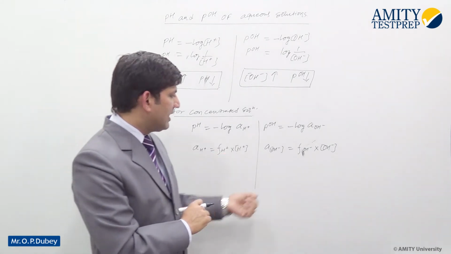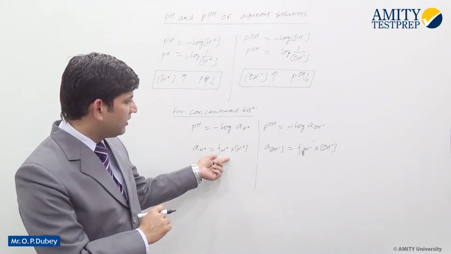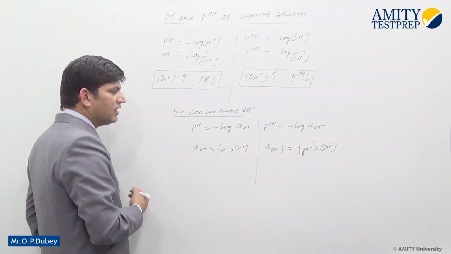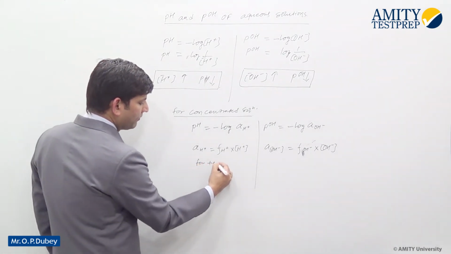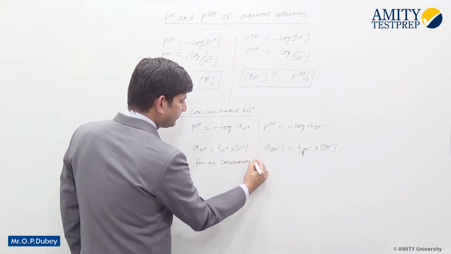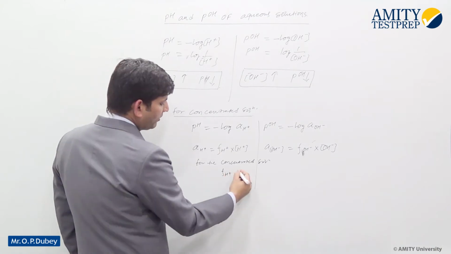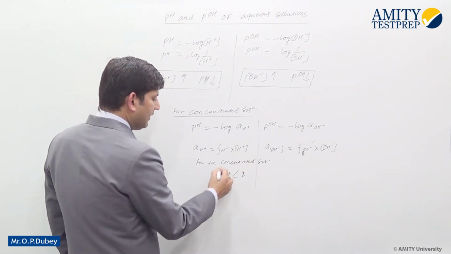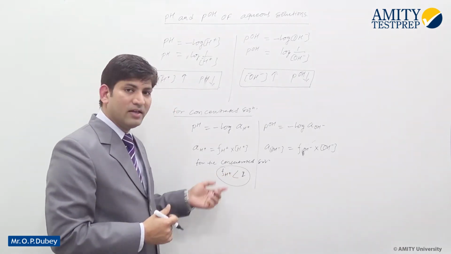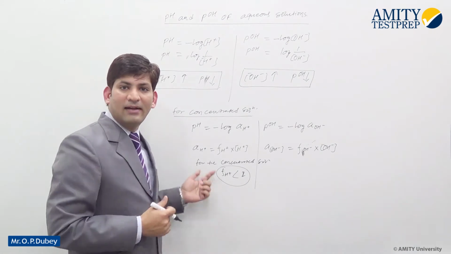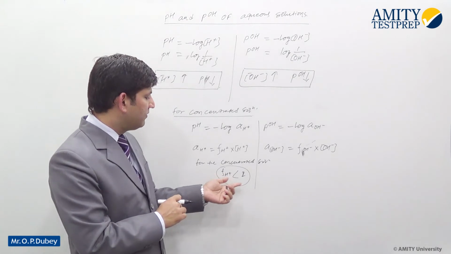The activity of H plus ion and the activity of OH minus ion can be calculated by using activity coefficient, which is nearly equal to 1 for the dilute solution, and for the concentrated solution, the activity coefficient either for the H plus ion or for the OH minus ion, it is less than 1. And the reason for the activity coefficient being less than 1 is the interionic attraction in between the ions in the solution. That's why the activity coefficient is less than 1.